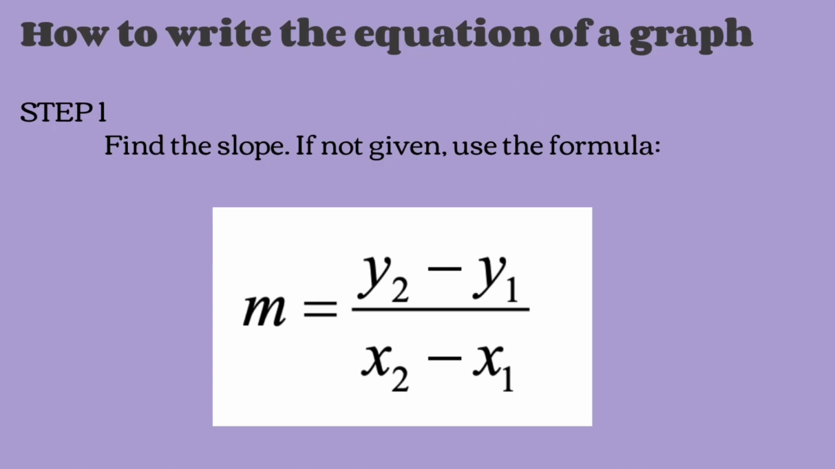Of Algebra 1, writing linear equations. So the first step in writing a linear equation is to find the slope, and if it's not given, then we're going to use this formula, which we've seen in the last unit, which is y2 minus y1 over x2 minus x1.